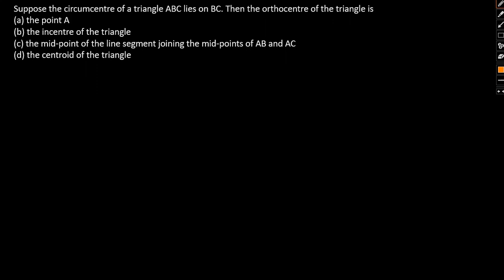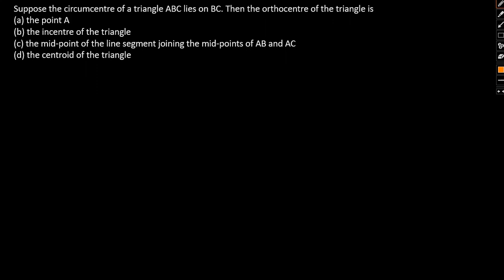Suppose the circumcenter of a triangle ABC lies on BC, then the orthocenter of the triangle is at point A, the incenter of the triangle, the midpoint of the line segment joining AB and BC, AC, and finally the centroid of the triangle. Okay, let's take a look. So here it said that the circumcenter of the triangle lies on BC.